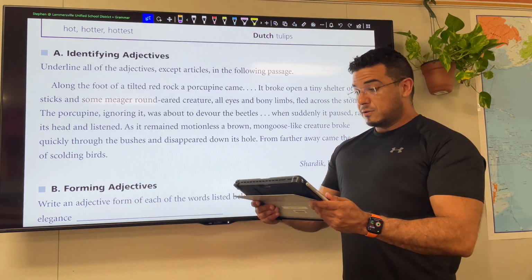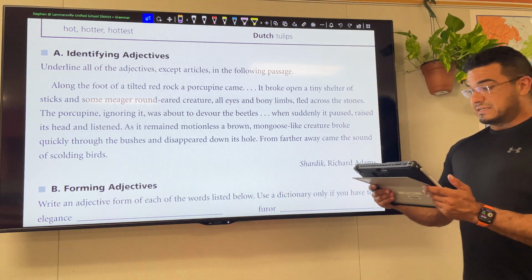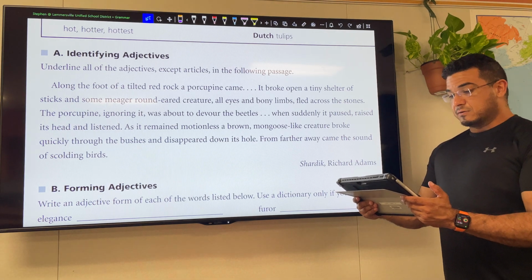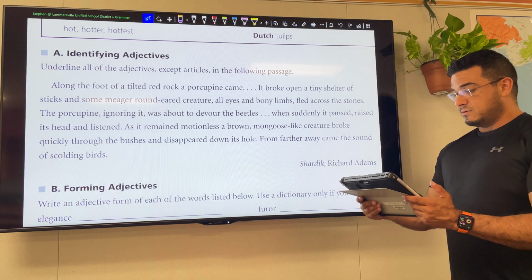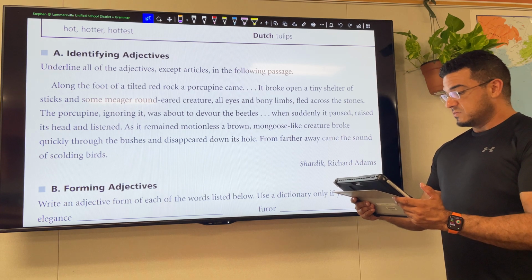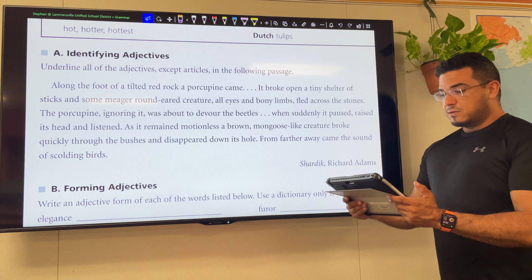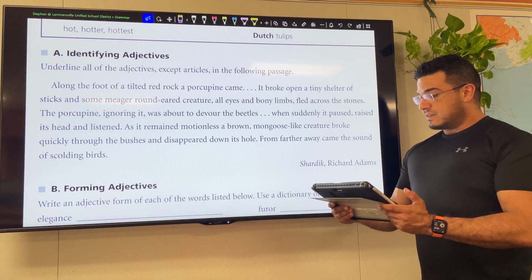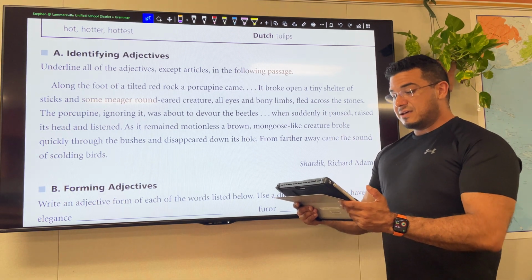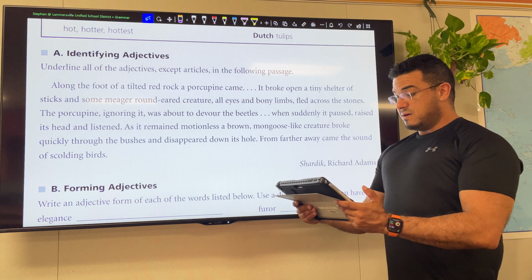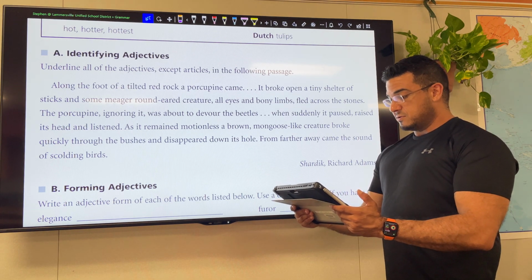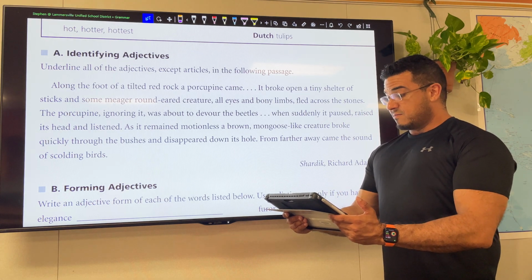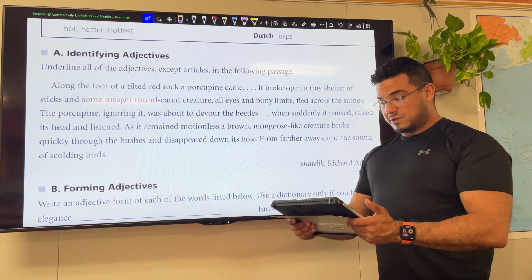We have, along the foot of a tilted red rock, a porcupine came. It broke open a tiny shelter of sticks, and some meager, round-eared creatures, all eyes and bony limbs, fled across the stones. The porcupine, ignoring it, was about to devour the beetles, when suddenly it paused, raised its head, and listened. As it remained motionless, a brown mongoose-like creature broke quickly through the bushes and disappeared down its hole. From farther away came the sound of the scolding birds.